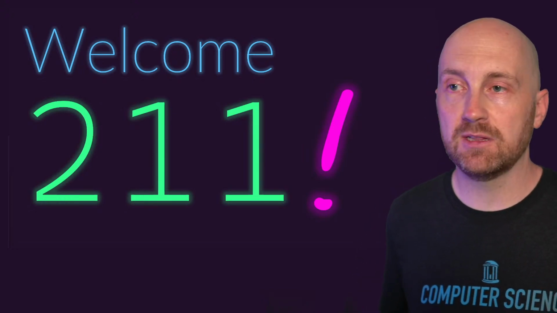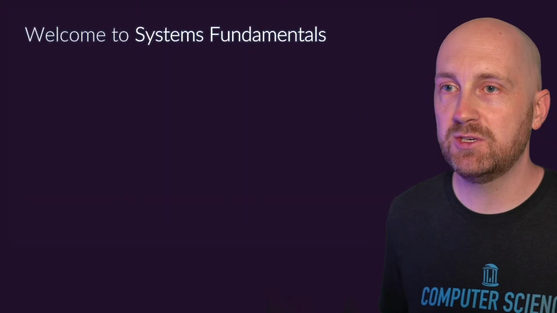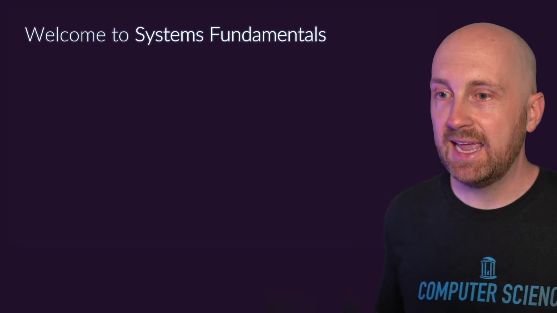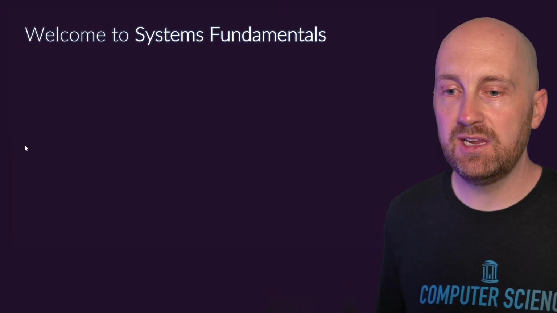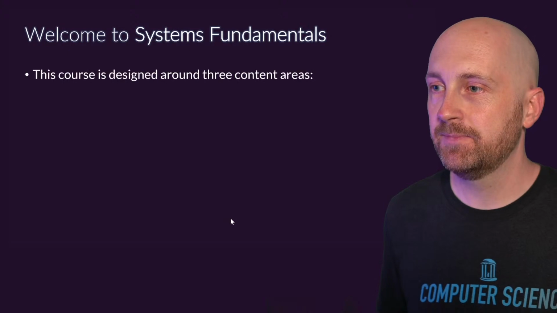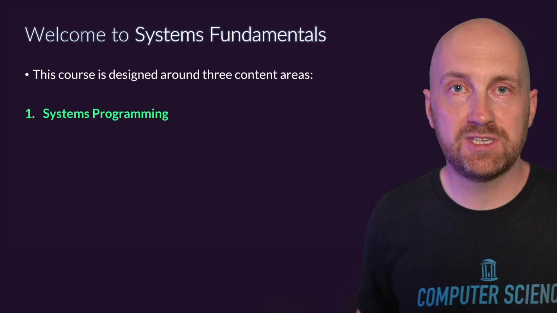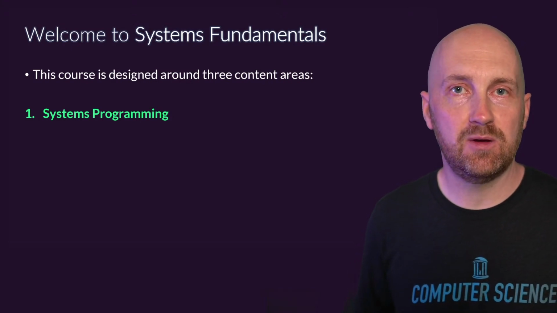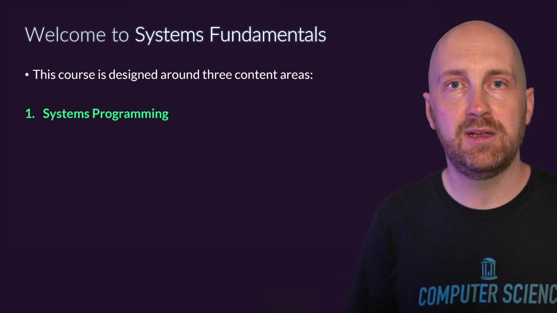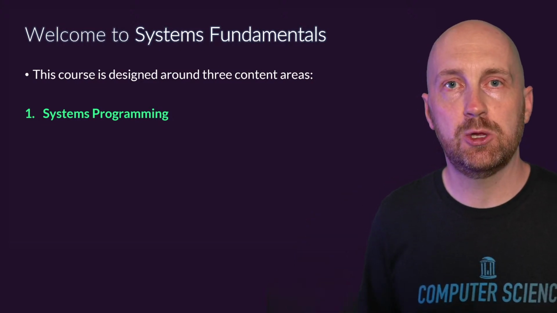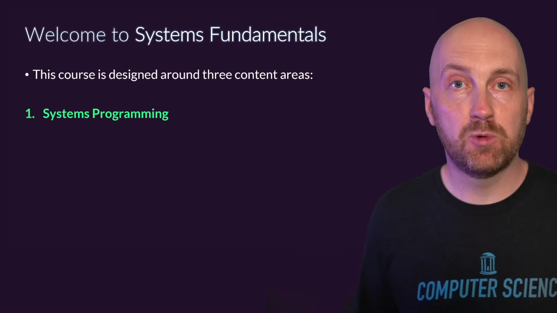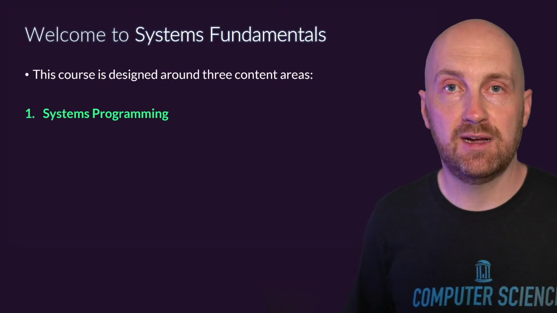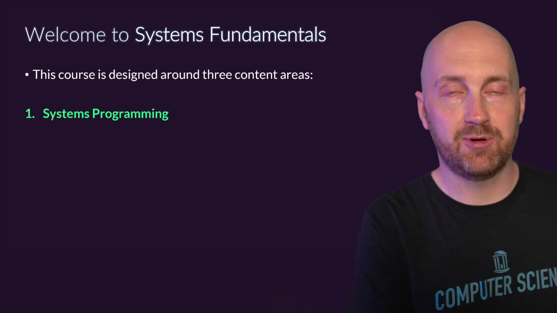But first, let's talk just a little bit about COMP211 and what to expect. So this is Systems Fundamentals at UNC. And this course is really about three big themes. The first is, of course, systems programming, and that's what the name is all about. I'll get into some more of the details in just a little bit, but what we're doing is we're getting closer and closer to the machine, and we'll be working with a programming language that's a little bit lower level than you're used to using in Java or in TypeScript or Python.